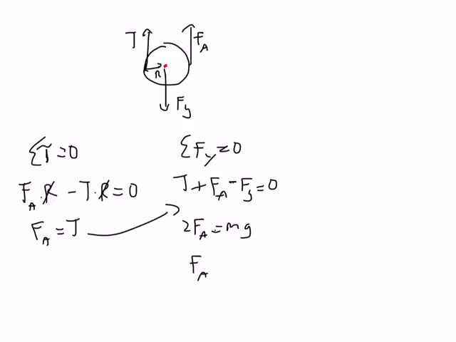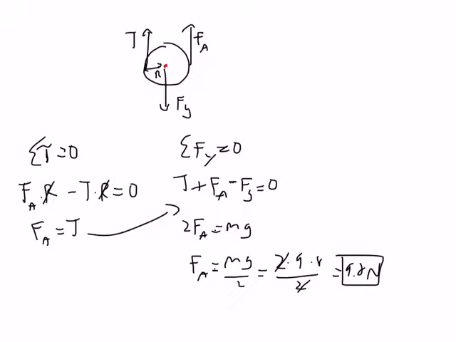And that tells us that the applied force is mg over 2, which is 2 kilograms times 9.8 meters per second squared divided by 2, so 9.8 newtons. So this has nothing to do with rolling yet, but we're getting there.